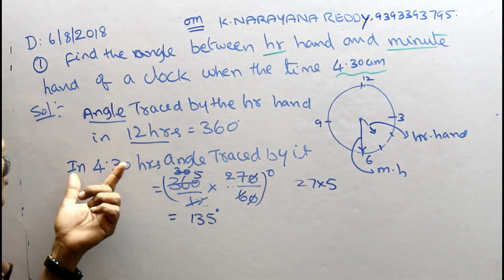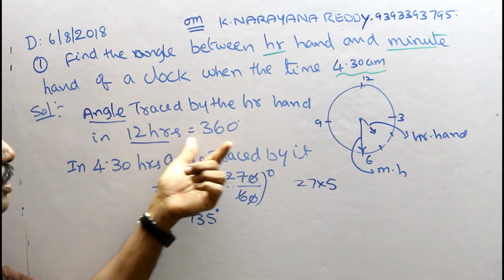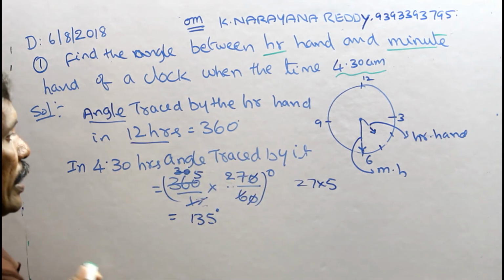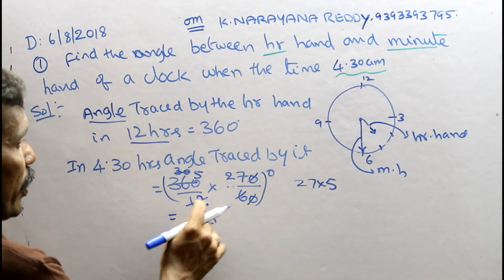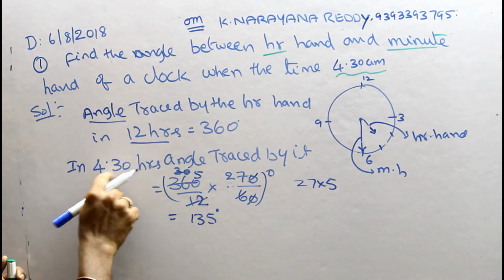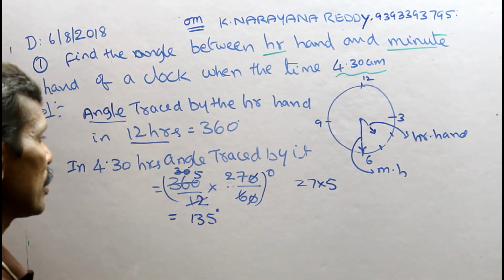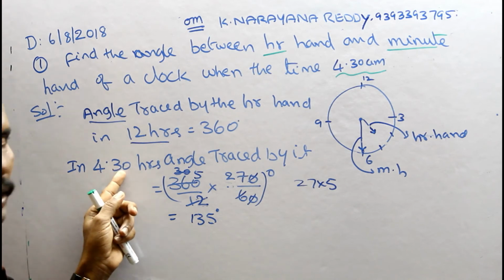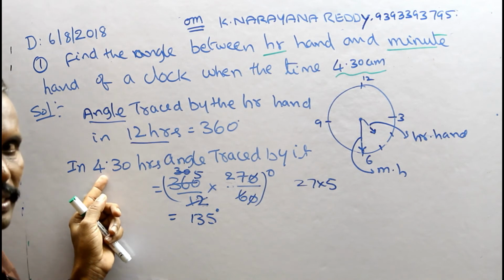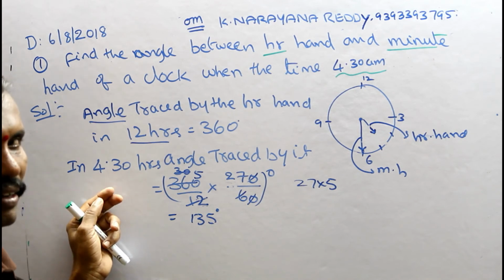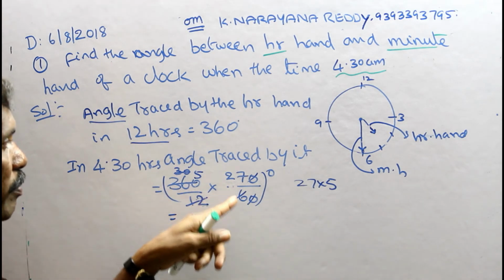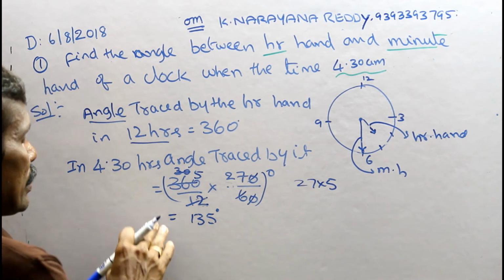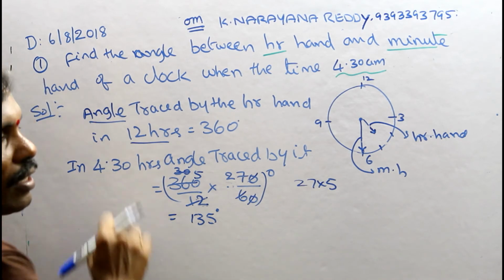Okay, so the angle traced by the hour hand in 12 hours is 360 degrees. In 4:30 hours the angle traced by it equals 360 by 12 into 270. 270 means 240 plus 30, totally 270 parts. Yes or not? So 270 by 60. So this is 135 degrees. This is the angle traced by it in 4:30 hours.